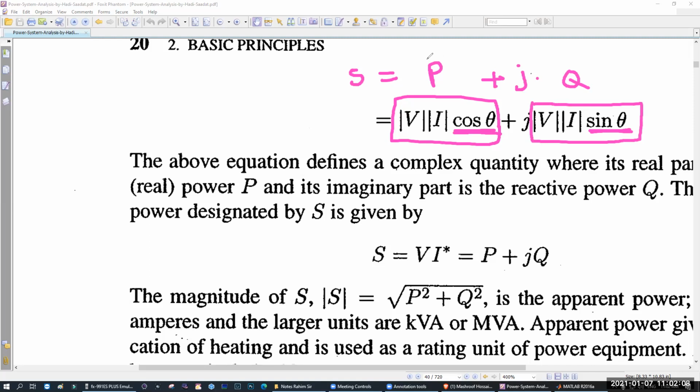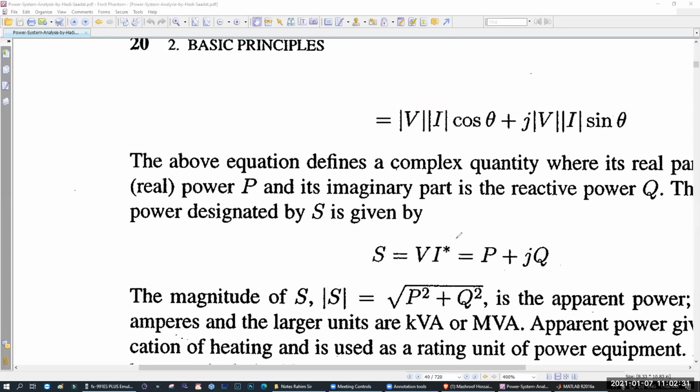So always remember this formula: V into I conjugate. Do not write V into I. It should be I conjugate. V into I conjugate is equal to P plus JQ. Do not forget this throughout my course.